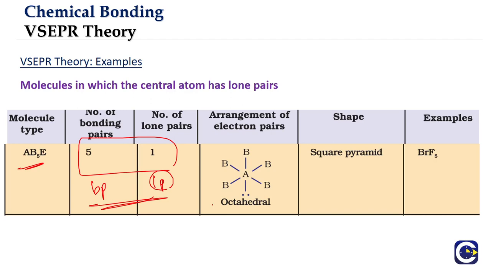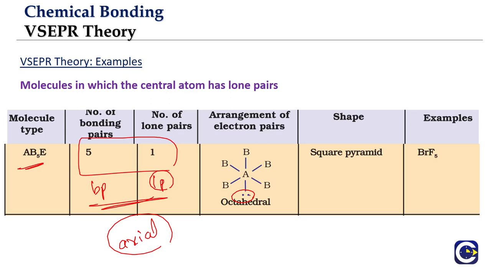Octahedral means 4 positions in the plane, 1 above and 1 below: 2 axial positions, 4 planar positions. But in octahedral, what is the preference for the lone pair of electrons? The lone pair of electrons will be occupying the axial positions, correct? So only 1 lone pair is there. See here, we are giving an axial position for the lone pair. Now all the remaining positions are going to be taken by atoms of B. Just fill it.